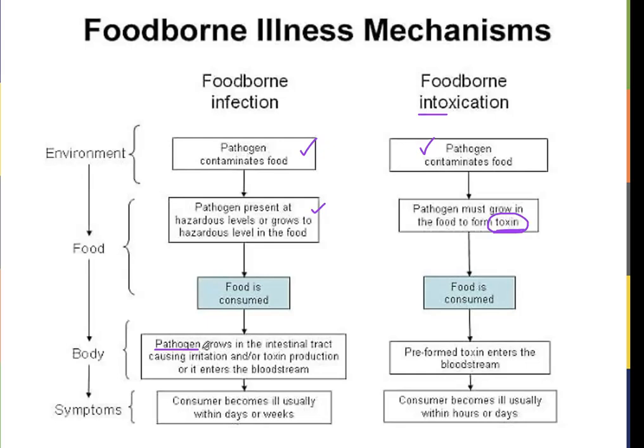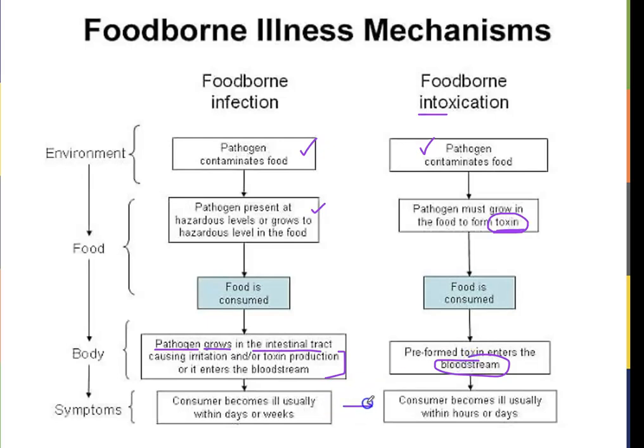So some of them will get past the acids of your stomach and get into your intestinal tract. And then they colonize the intestinal tract. So the pathogen is going to grow inside your intestinal tract and can cause irritation, and it can go into the bloodstream. For this one, you have the toxin that enters the bloodstream.